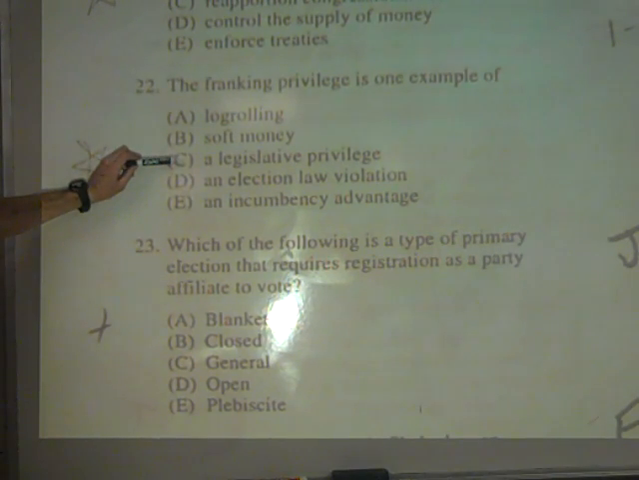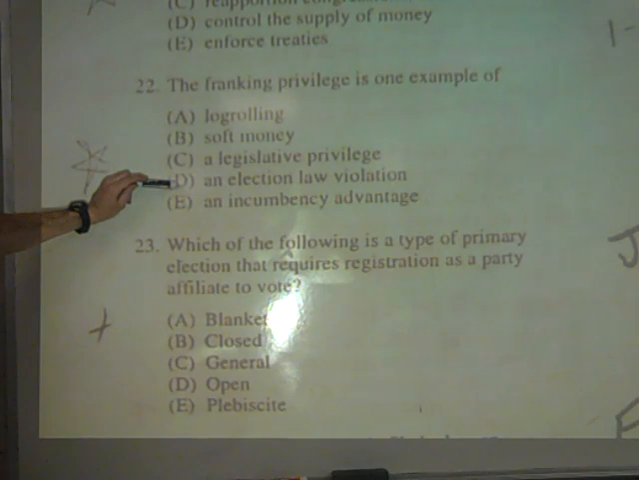A legislative privilege, that's true. That's a privilege of Congress. It's also part of the incumbency advantage for email to your constituents. It's an election law violation? No, it's okay. Nothing wrong with that. And it's an incumbency advantage. So, yikes. Which one would you rather put?